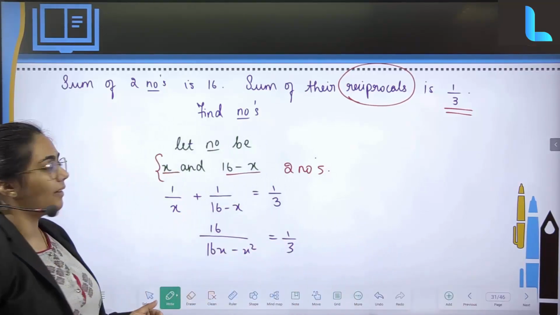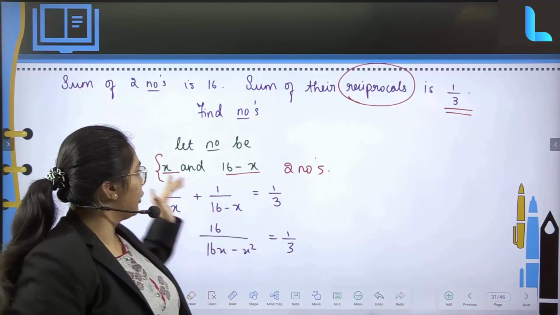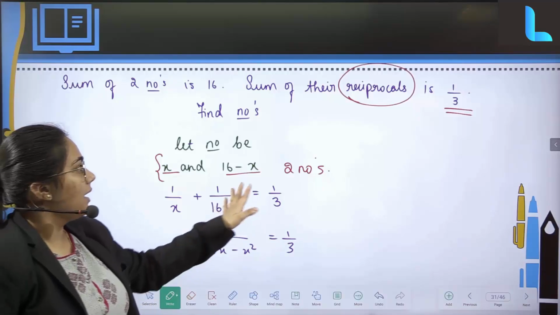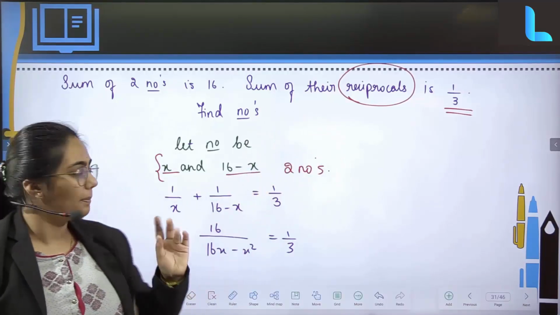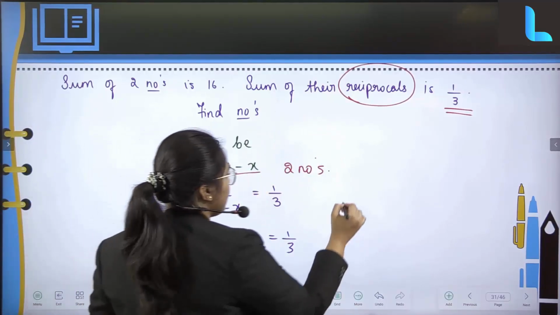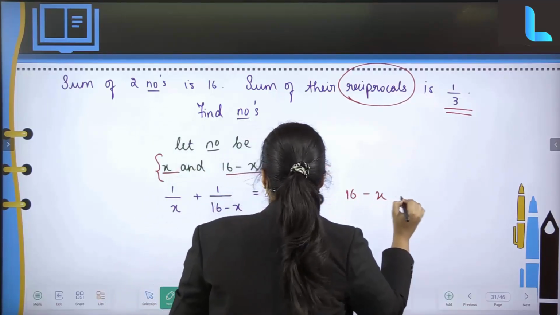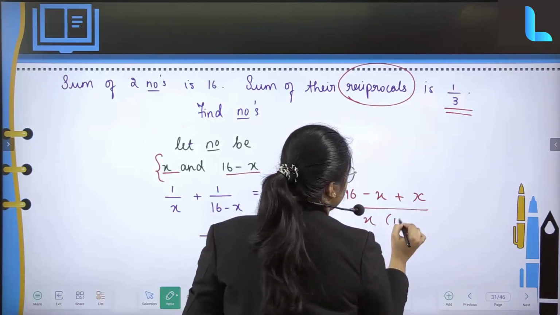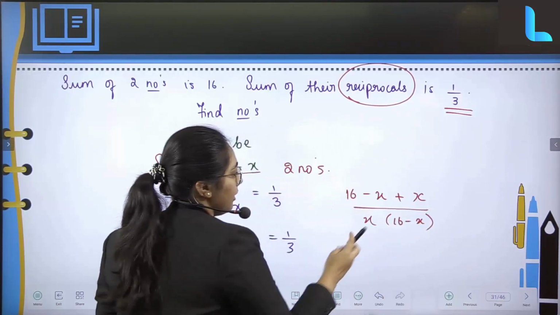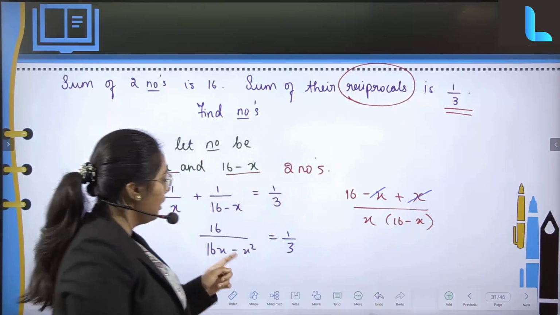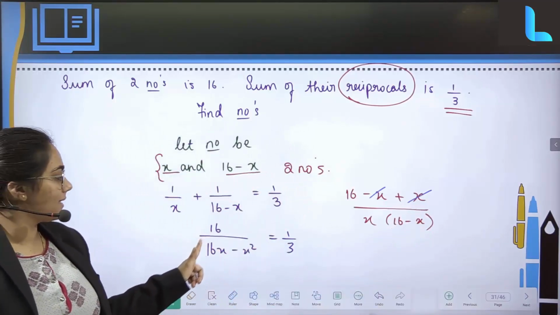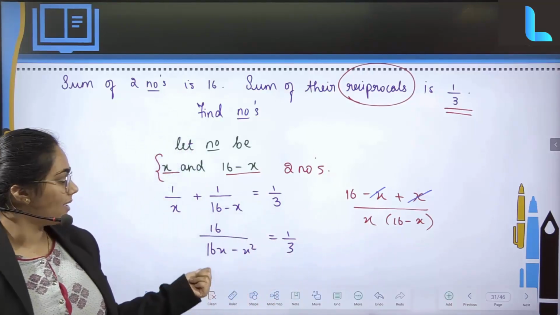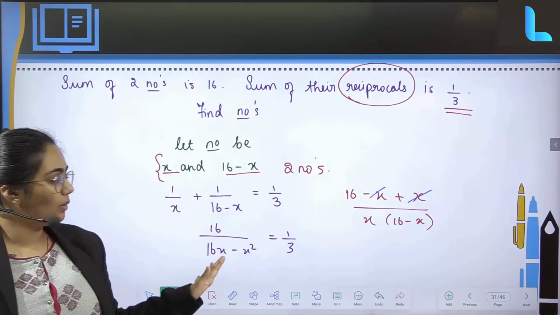The numbers which we have considered, that's reciprocal, which is going to be 1 upon x and 1 upon 16 minus x. The sum is going to be equal to 1 upon 3. So when you're cross multiplying this, you'll be getting 16 minus x plus x divided by x into 16 minus x. See over here, minus x and plus x cancel. So that is how I'll be getting plus 16 divided by, when you multiply this, 16 into x, 16x minus x square is equal to 1 upon 3.